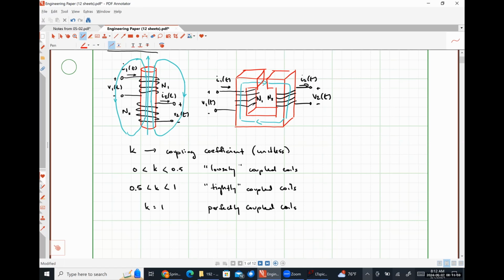So in a practical sense, the best we can ever get is a tightly coupled coil, but that can be K values of 0.99 or thereabouts. So we can get extremely close to perfectly coupled coils if we use incredibly high permeability materials.